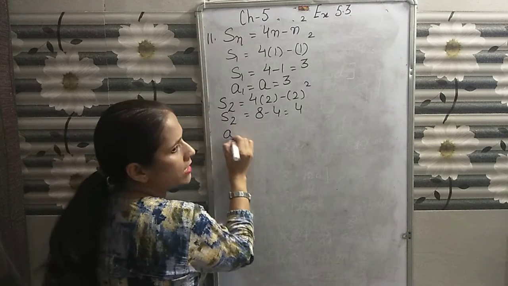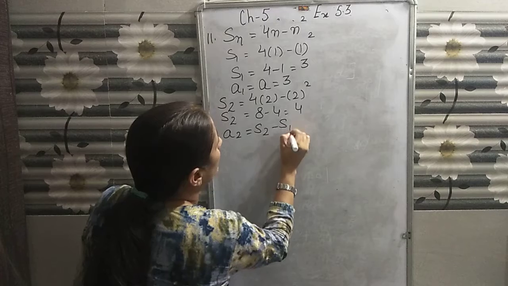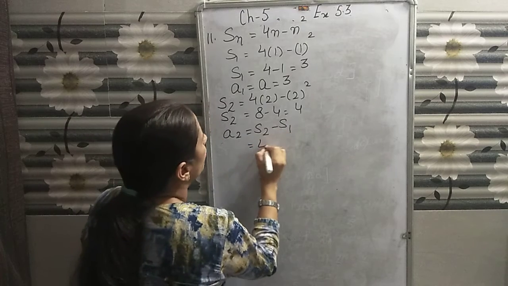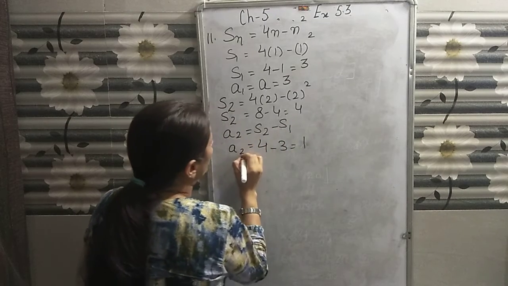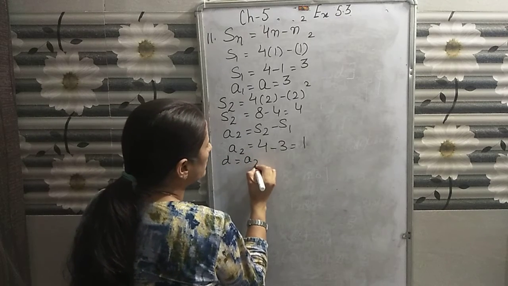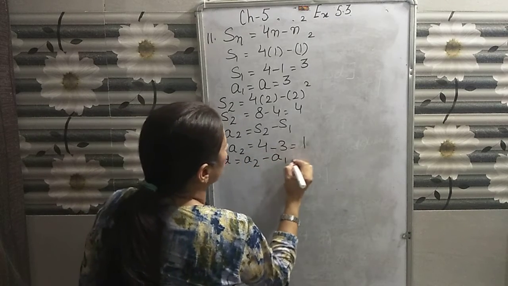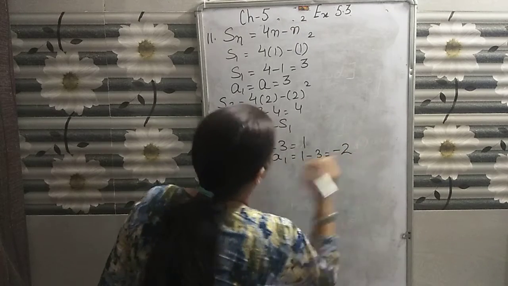Now for the second term, from the sum of two terms I am subtracting the first term. That is from 4, I am subtracting 3. So 1 is your second term. So I can easily find my d, that is from the second term, I will subtract the first term. That is from 1 I am subtracting 3. I will get minus 2.